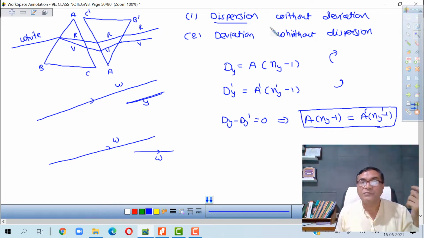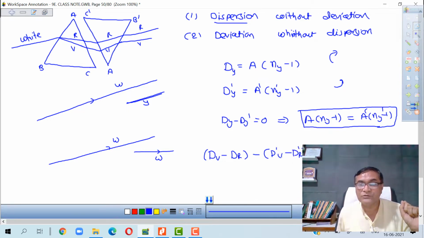No deviation. And of course this dispersion is there. The formula for dispersion is dv minus dr for the first prism minus dv minus dr for the second prism. So this is not equal to 0. This is not equal to 0, but this is equal to 0, and so we have dispersion without deviation.